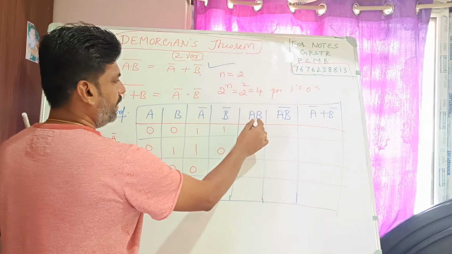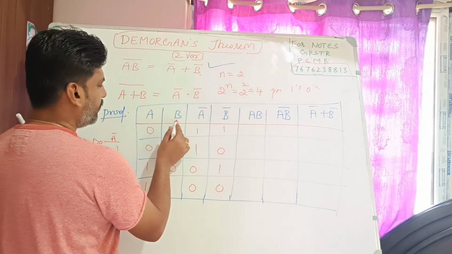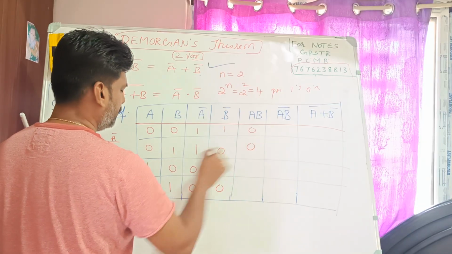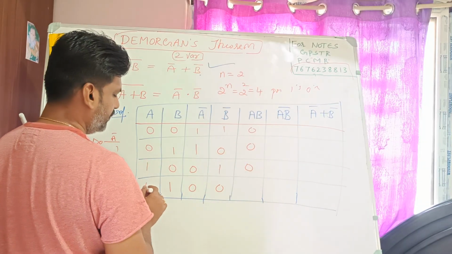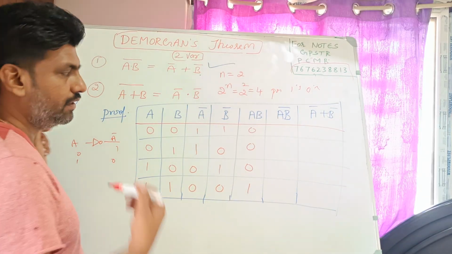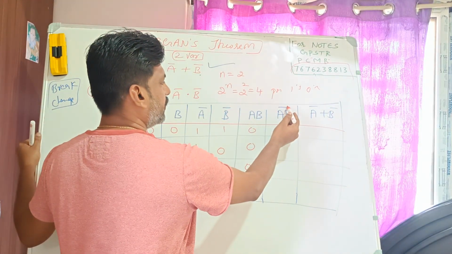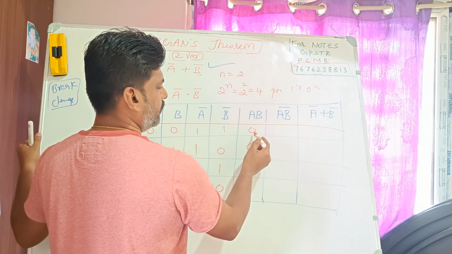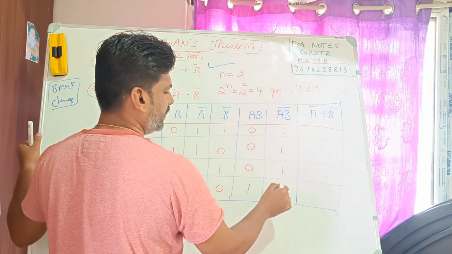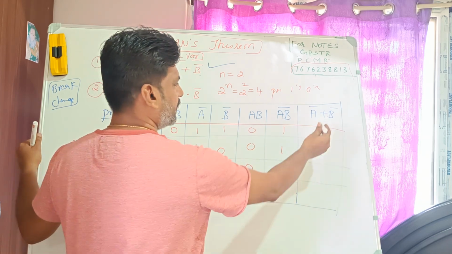Right? So now AB, what should I do? I should go for the product. 0 multiplied by 0 is 0. 0 multiplied by 1 is 0. 1 multiplied by 0 is 0. 0 multiplied by anything is 0. 1 multiplied by 1 is 1. Right? So now I should go for the complement of this. The complement of 0 is 1, complement of 0 is 1, complement of 0 is 1, complement of 1 is 0.